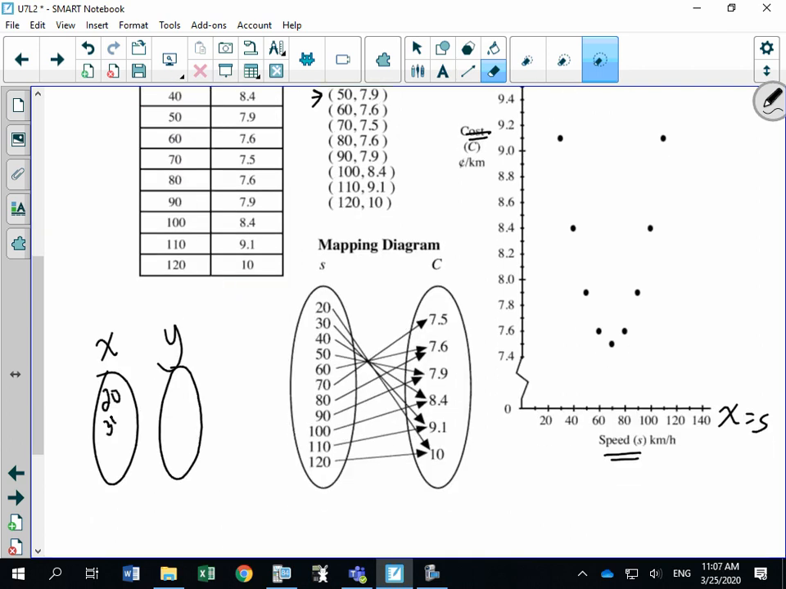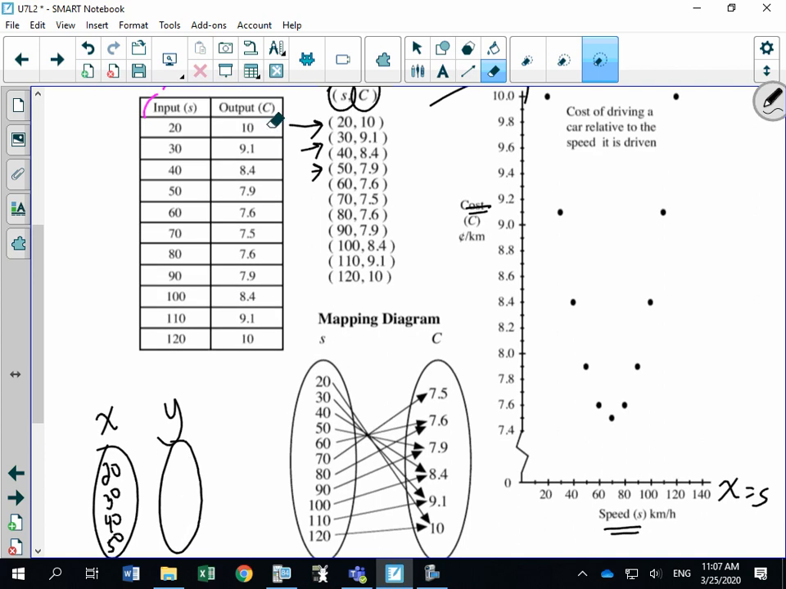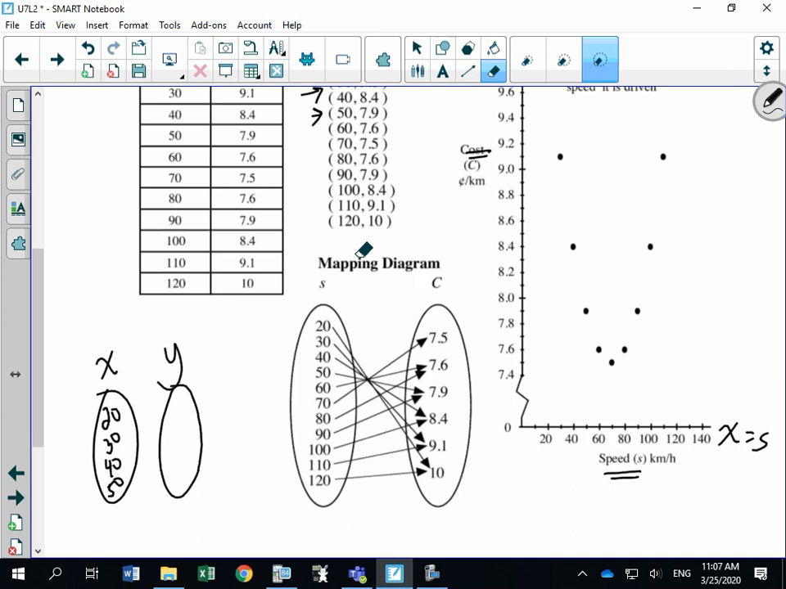So 20, 30, 40, 50. And so that's your independent variables, your x values or your input. This would be your output or your y values or your dependent variables. So I'm going to have 10, 9.1, 8.4, and 7.9.